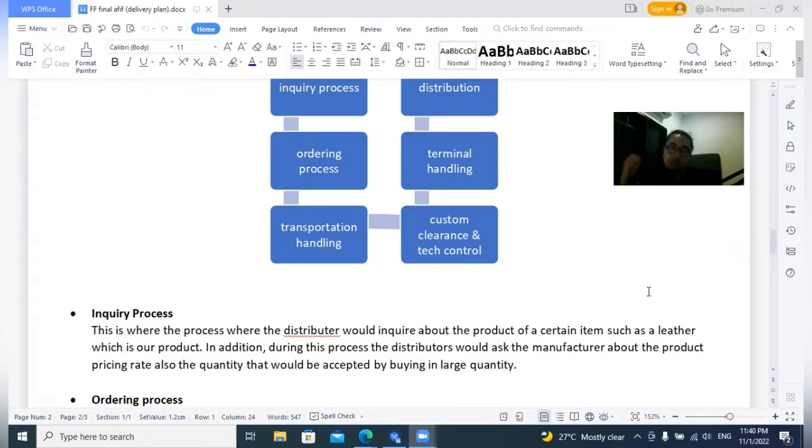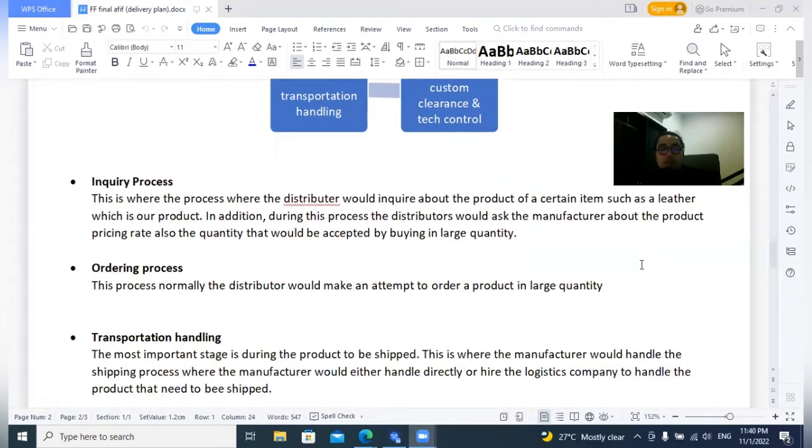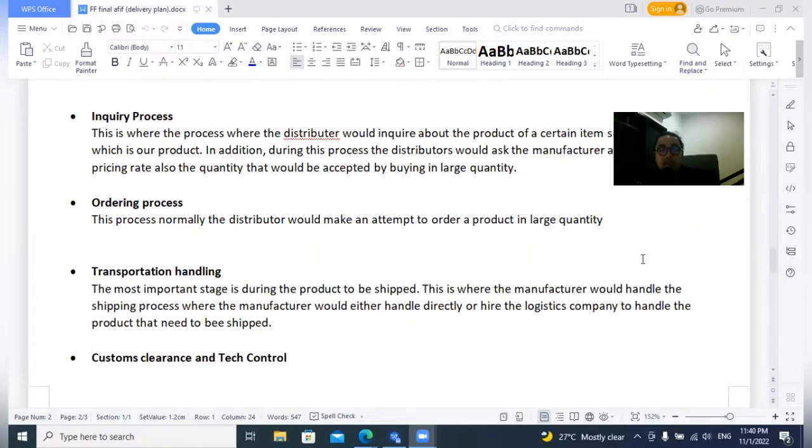And normally this process involves a large quantity of product. The ordering process is where the distributor would make an attempt to order a product in a large quantity. And then the transportation handling. The most important stage is when the products are shipped. This is where the manufacturer would handle the shipping process, either directly or by hiring a logistic company to handle the product that it ships.